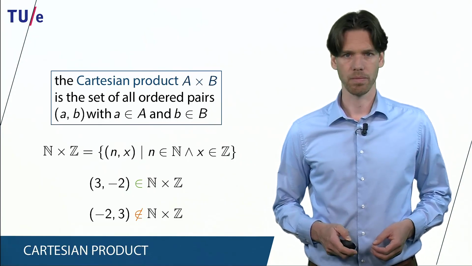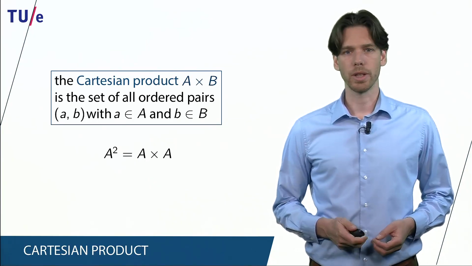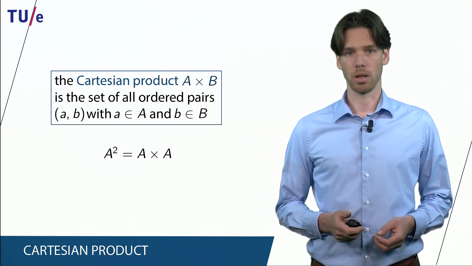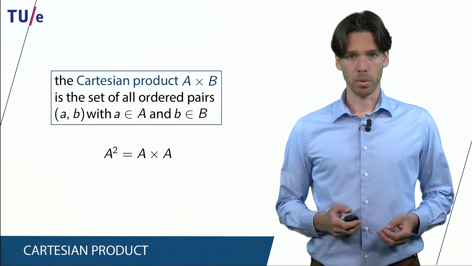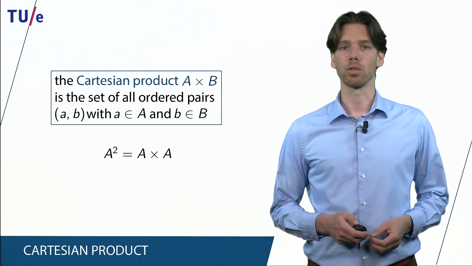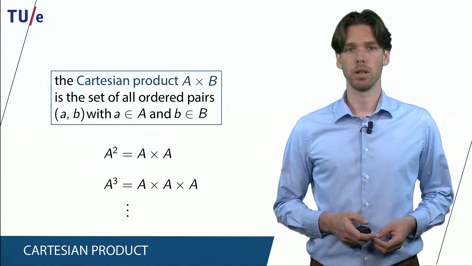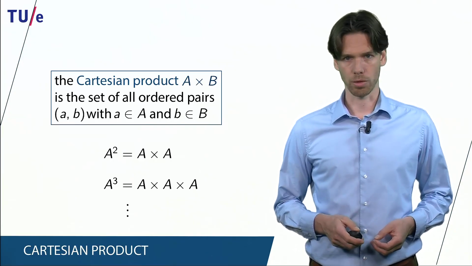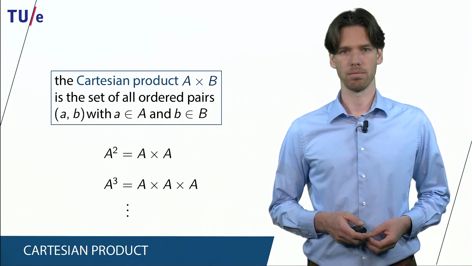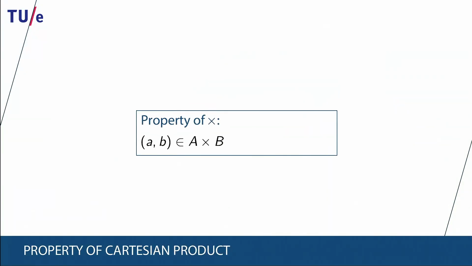It's convenient to introduce some shorthand notation for Cartesian products in which all elements are taken from the same set. We denote by A squared the Cartesian product of A with itself, and so the set of all pairs. By A cubed, we denote the set of all triples that we can make by taking the elements from some set A, etc. We also formulate a property for the Cartesian product of two sets A and B. The formula stating that a pair is an element of this Cartesian product is logically equivalent to the formula stating that the first element of the pair is an element of A and the second is an element of B.